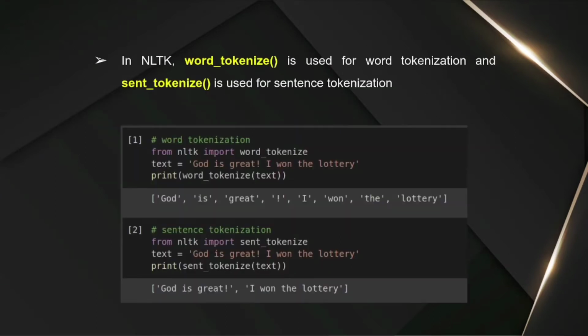In NLTK, the function word_tokenize is used for word tokenization and the sent_tokenize function is used for sentence tokenization. As we can see in the below example, when we apply word tokenization to the sentence, we get each word as the output. Whereas when we apply the sentence tokenization to the sentence, we get each sentence as the output.